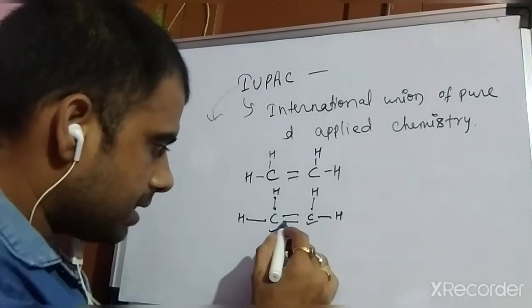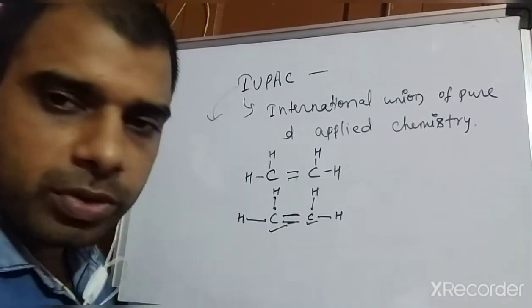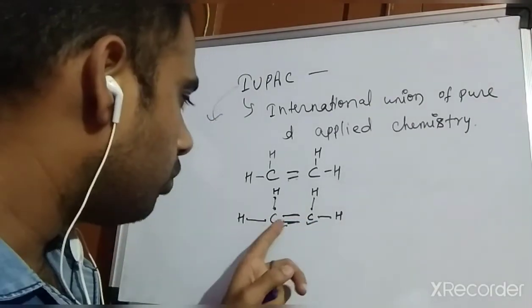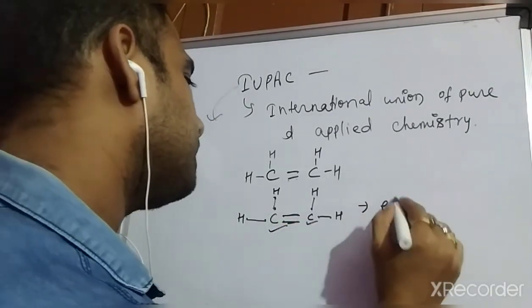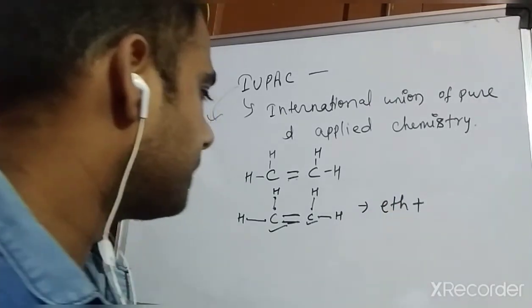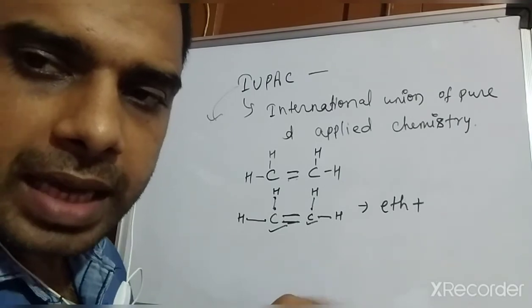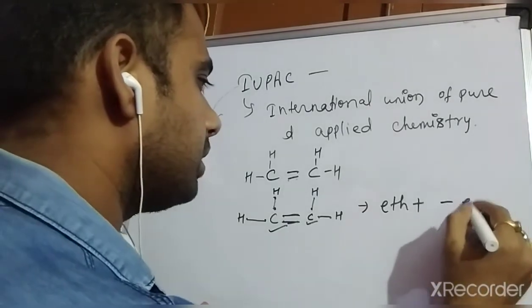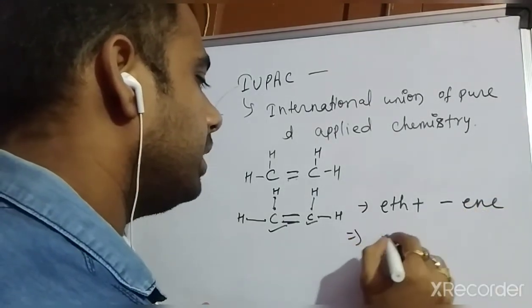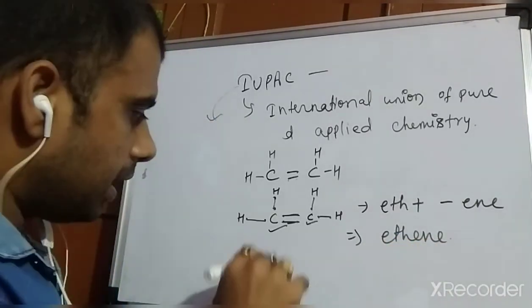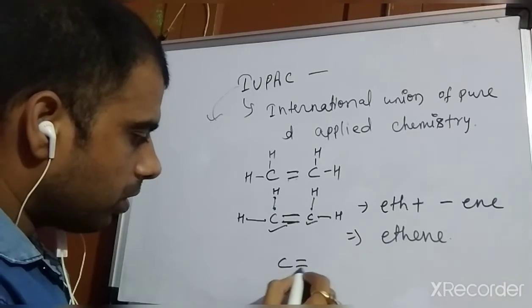So it has a double bond, and how can you write the name? Count the total number of carbons for the word root: 1, 2, eth. Plus, for a double bond, what would be the ending as a suffix? "ene". Okay, so ethene.